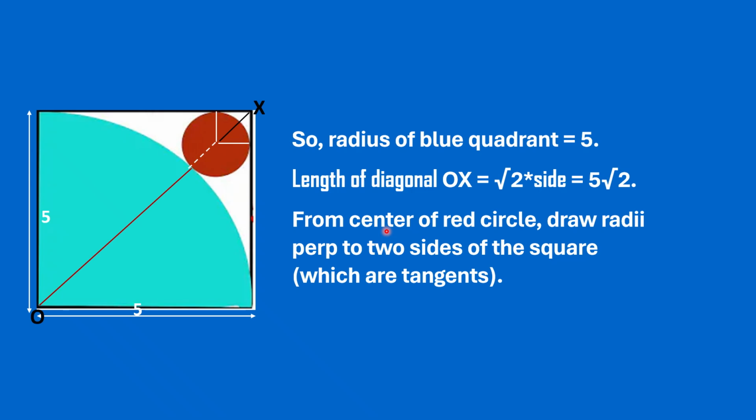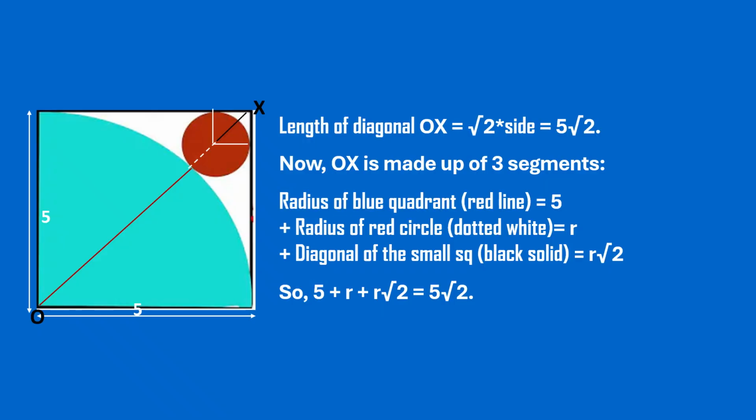Now from the center of the red circle, we draw two radii, one vertical and one horizontal, to the sides of the square, and in fact the sides of the square are tangents for the red circle. So we draw two radii, vertical and horizontal, from the center of the red circle. So we got diagonal OX equal to 5 root 2.